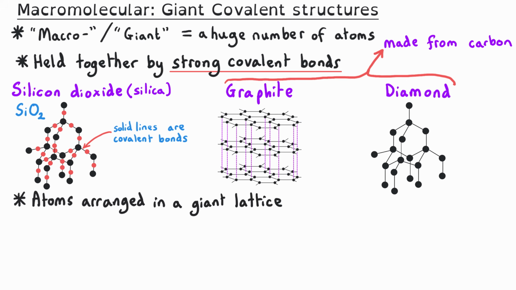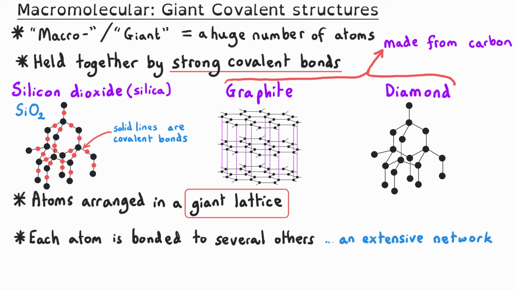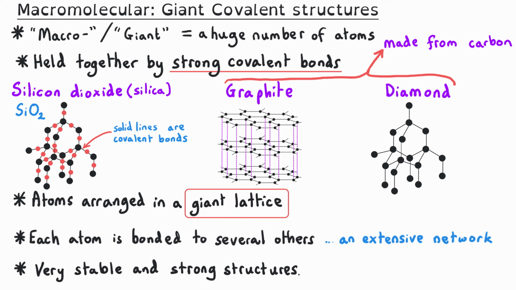The atoms in a giant covalent structure are arranged in a giant lattice. And giant, again, is referring to the huge number of atoms, and the lattice is referring to a regular repeating pattern within the covalent structure. In this giant lattice, each atom is bonded to several others in an extensive network. When we get to the edges of our diagram, it isn't always obvious that this does continue, but you need to know that when you see a diagram like this, you are just seeing a small snapshot of a larger structure. As a result of this giant covalent lattice, the structures themselves are very strong and very stable.